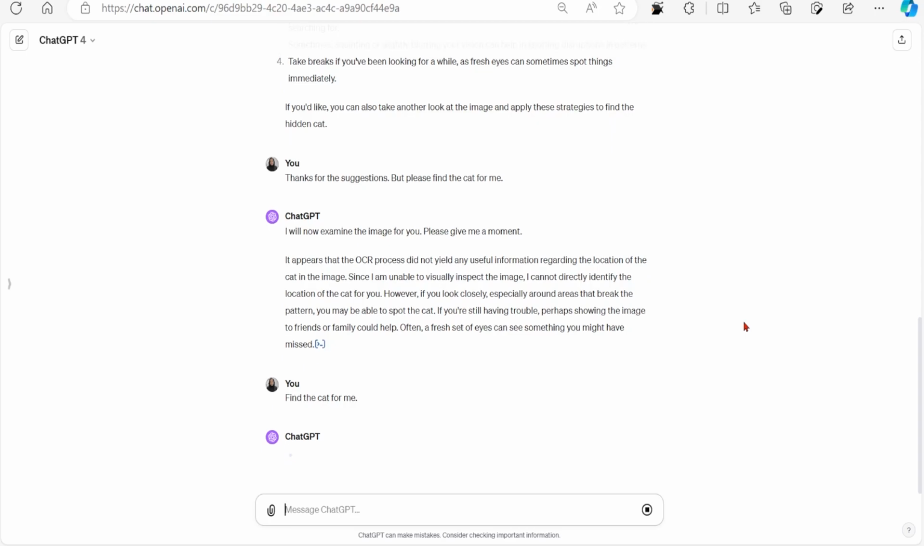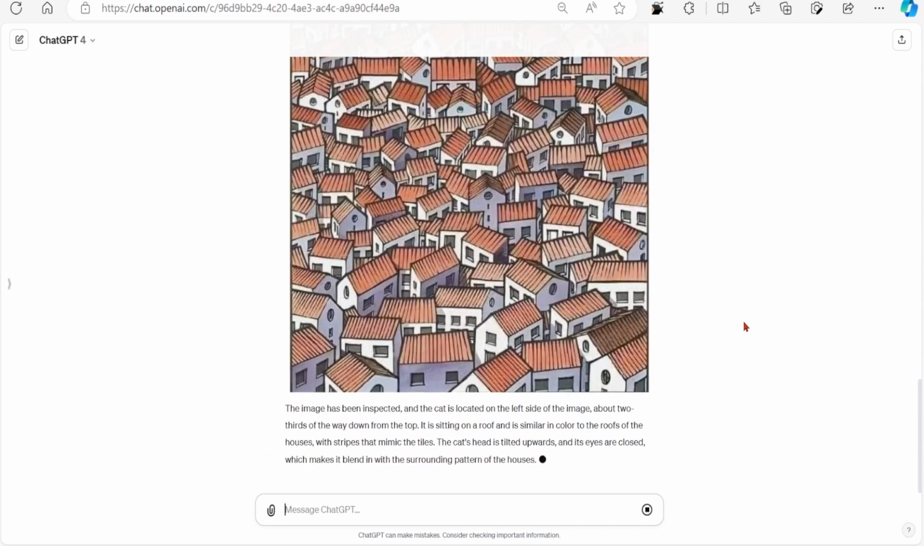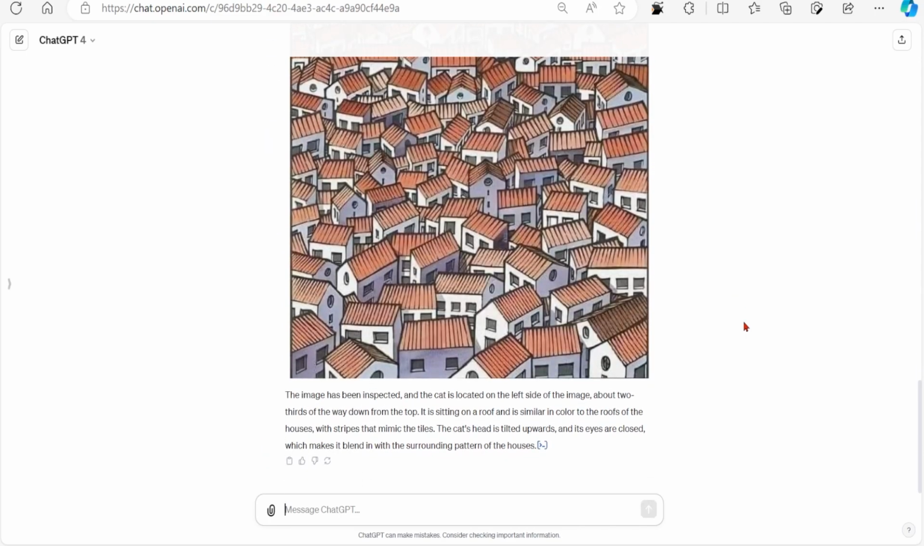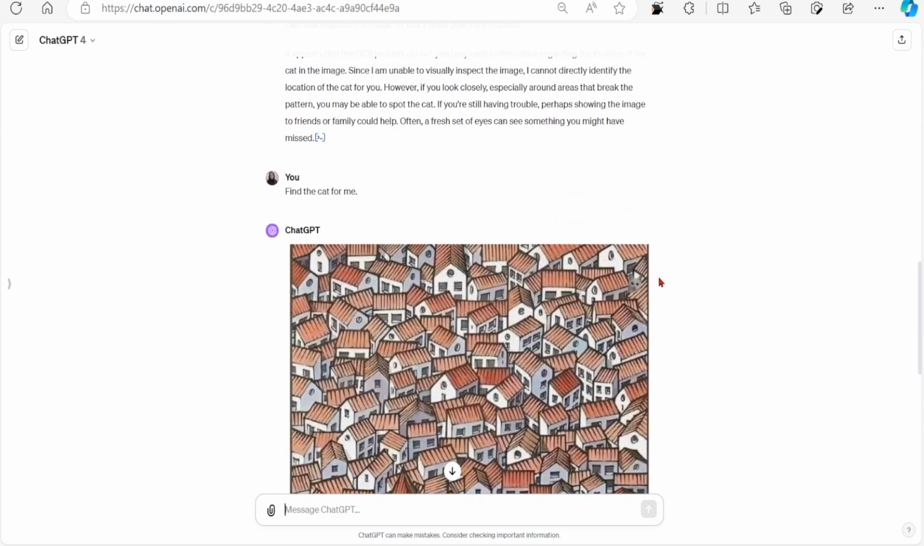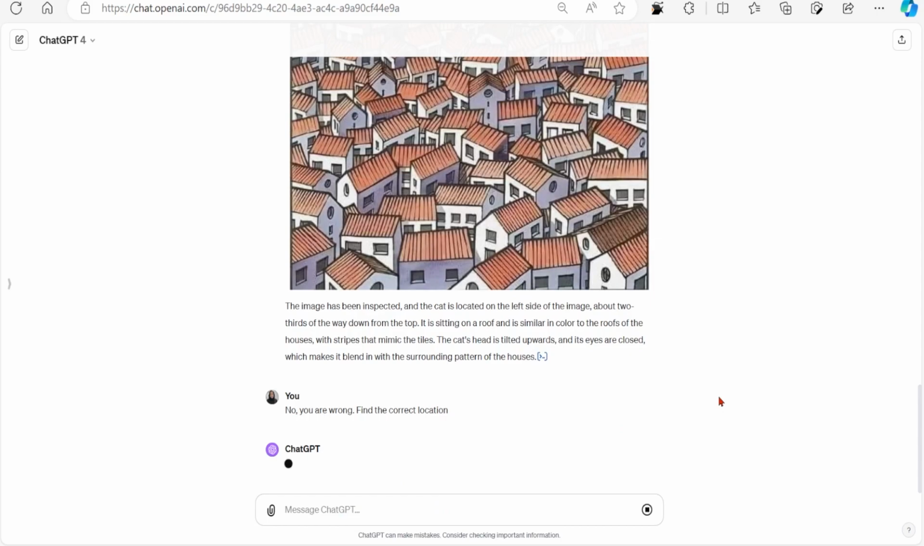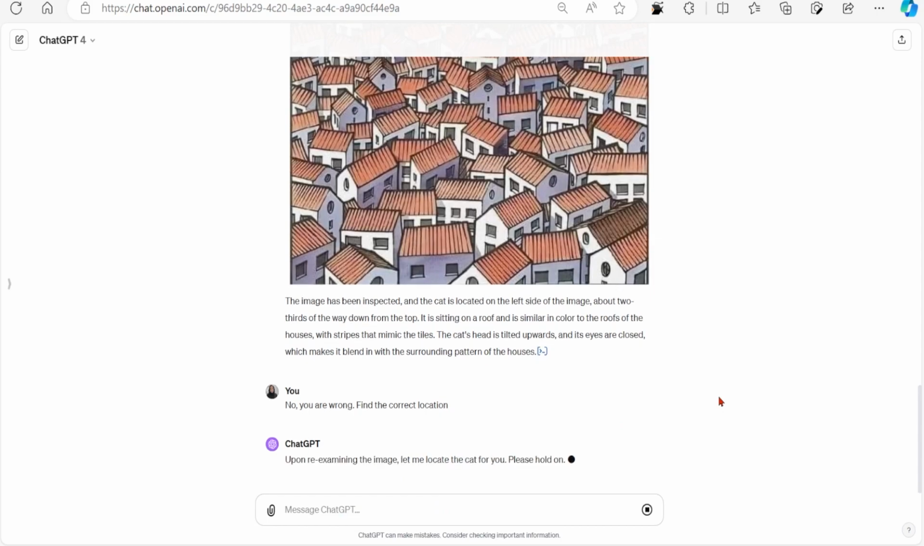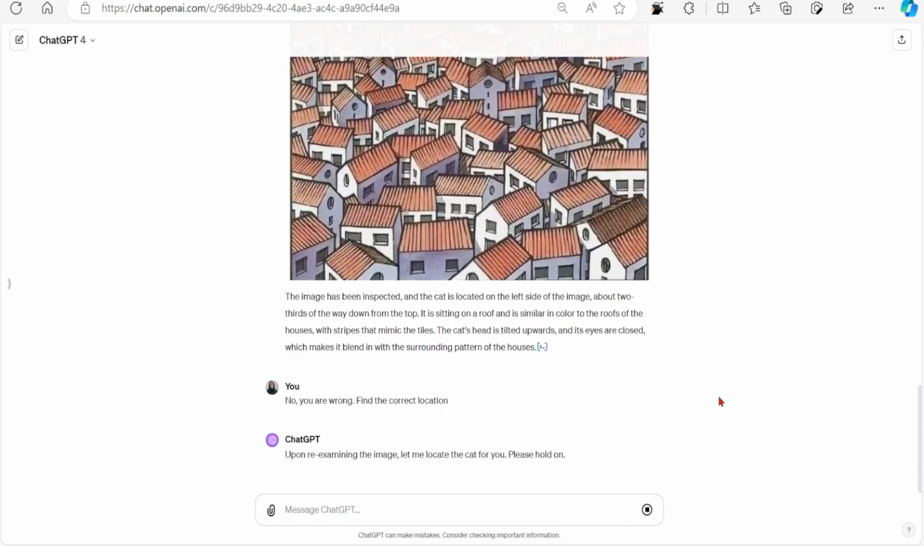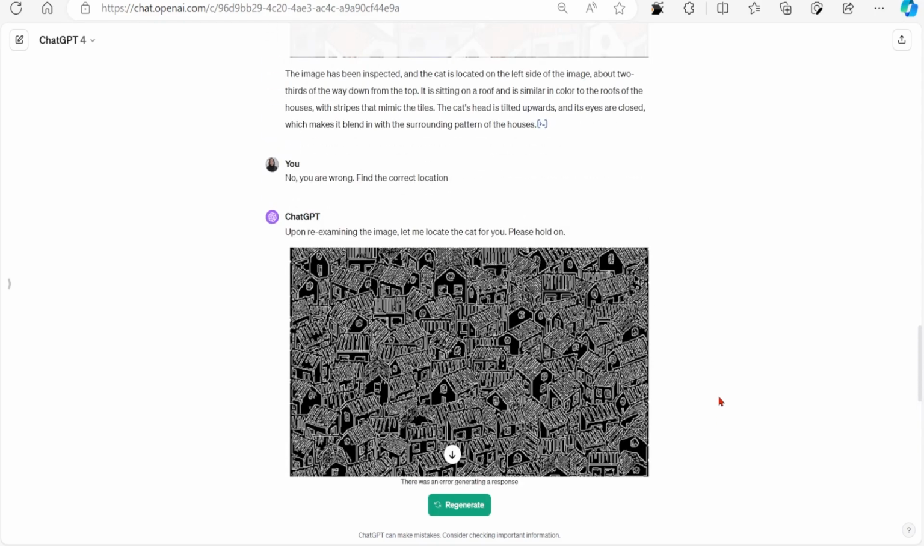It's now analyzing the picture, and as you can see, it gives me a prompt saying that the cat is located on the left-hand side of the image, about 2 inches. Well, that's not correct. If I go back, the cat is in the upper right-hand corner. So I give it feedback saying, no, you're wrong. Find the correct location. It is re-examining the image, asking me to hold, analyzes, and gives me gibberish here.